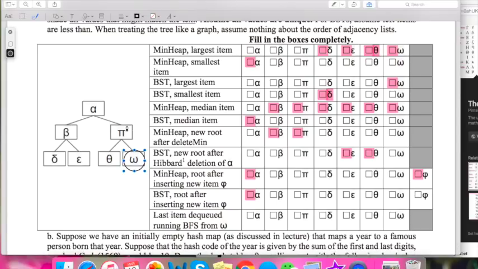So first we see that pi is just one hop away. And next we see theta is 2 hops away. Alpha is also 2 hops away. Beta is 3 hops away. Delta is 4 hops away. And then epsilon is also 4 hops away. So you can see here that delta and epsilon are the last values that will be traversed using BFS if we start at omega. Therefore, they will be the last items that will be DQ'd.